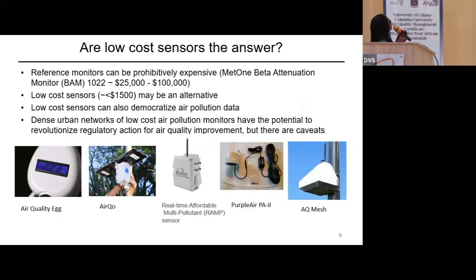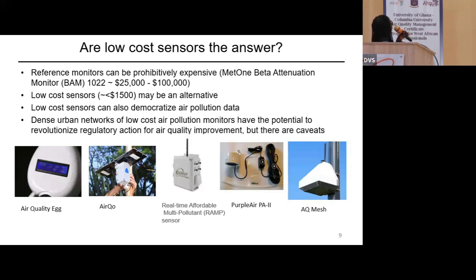So, are low-cost sensors the answer? Because we have seen problems. Are low-cost sensors the answer? Let's see what we get there. Reference monitors can be very expensive. I don't even think we can get one for 25,000 again, because a BAM, like today, is about 39,000. Low-cost sensors are quite cheap, and they can also be used for policies and so on.